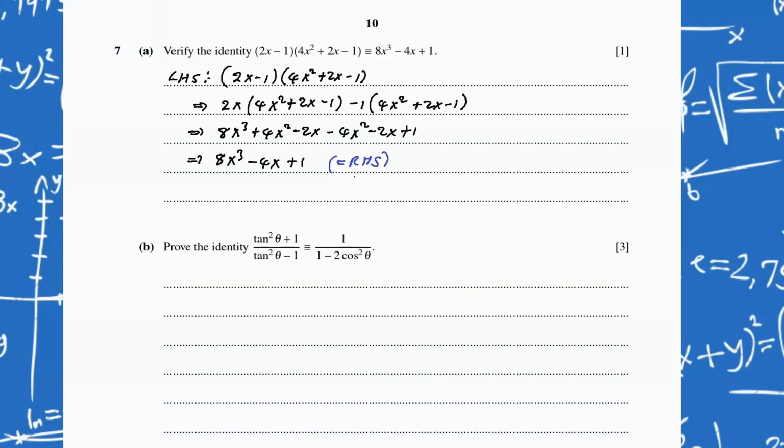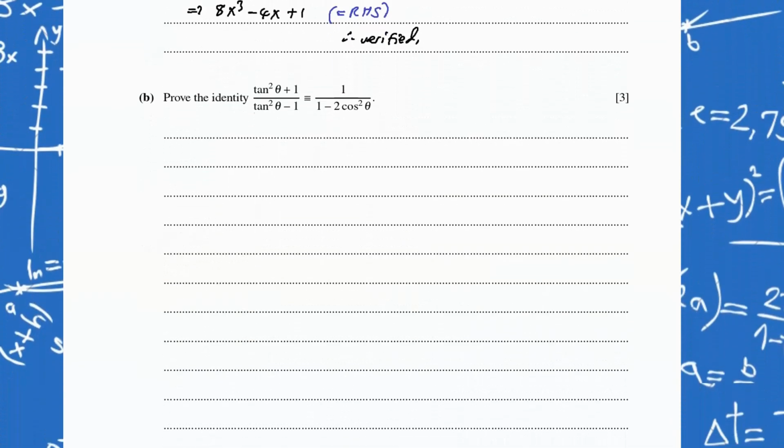So therefore verified. Let's go on to part B. On part B, the question says, prove the identity that (tan squared theta plus 1) over (tan squared theta minus 1) is identical to that. So let's use the left hand side.